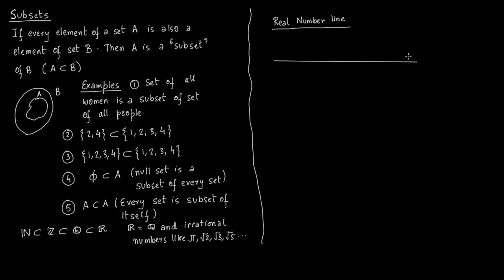So just like x-axis, it has a 0, it has 1, it has 2, and it has minus 1, it has minus 2. So let us write down what I have just said. So 0, 1, 2, 3, and then you have minus 1, minus 2, minus 3, and so on.